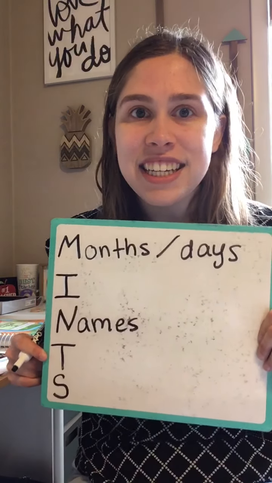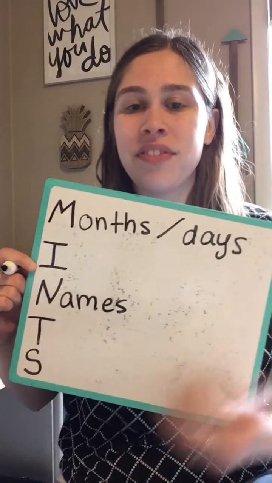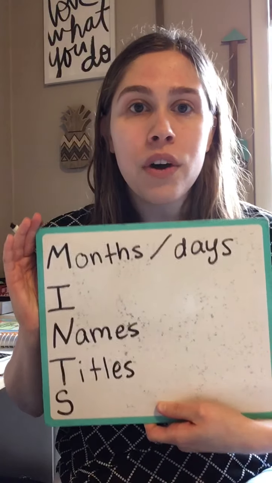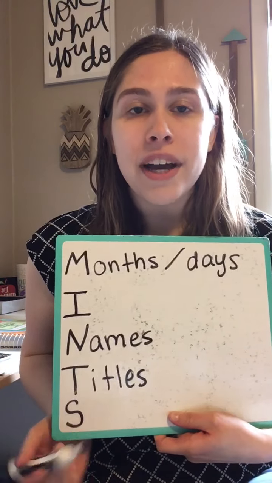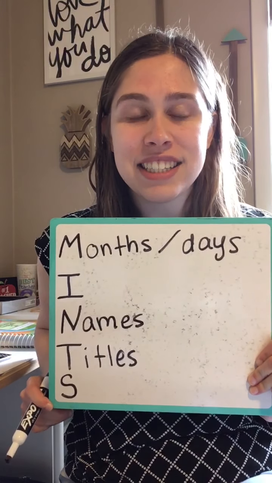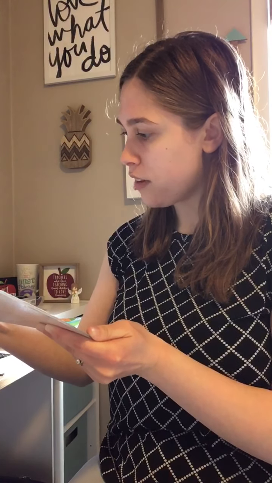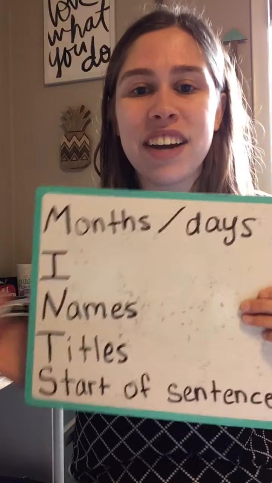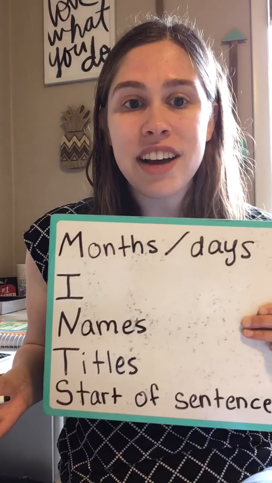What does T stand for? T stands for titles. A title of a movie or a book. Those things are always capitalized. And finally, S. What does S stand for? S stands for the start of a sentence. That's a lot to write. All right, we always capitalize the start of a sentence.